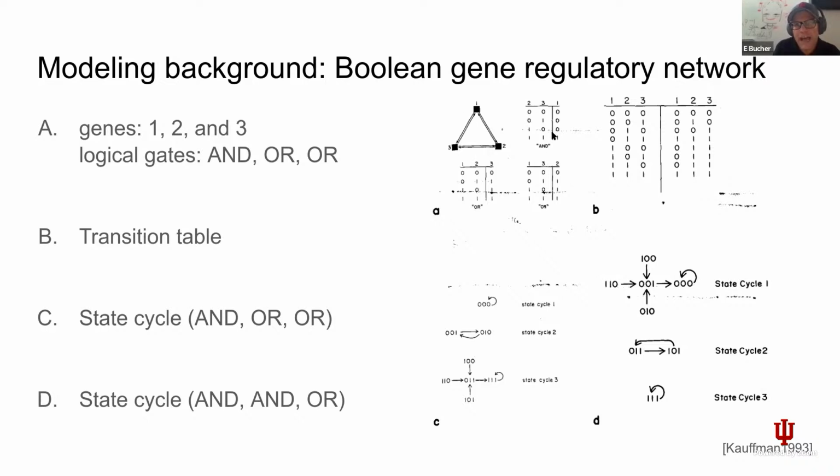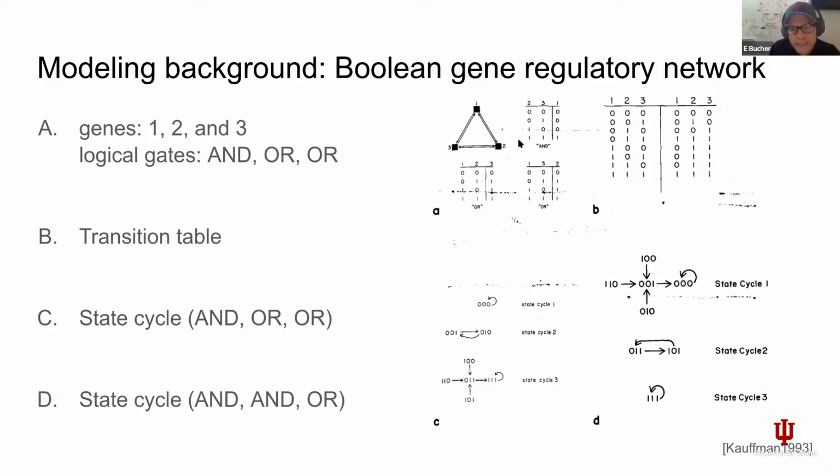And this is called an AND gate. So you can see when gene 3 and gene 2 are off, 0, 0, then gene 1 is off too. And when gene 3 is on and gene 2 is off, then gene 1 is off as well. And when you have gene 2 on and gene 3 off, then gene 1 is still off. But only when both 3 and 2 are on, then gene 1 is on.